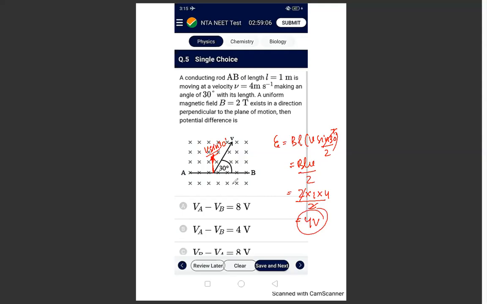But now the question is which is at a higher potential. So we are going to use the palm rule. You can directly use it like this: this is V sine 30 and your B vector is inside into the plane. So V cross B, your thumb's direction is going to give you the positive side of it. So it is plus and minus. So we can directly write VA is greater than VB. So obviously VA minus VB will give you 4 volts. So the answer is option B.